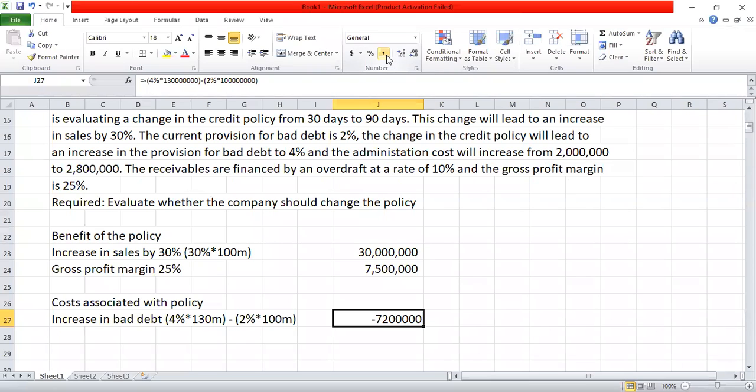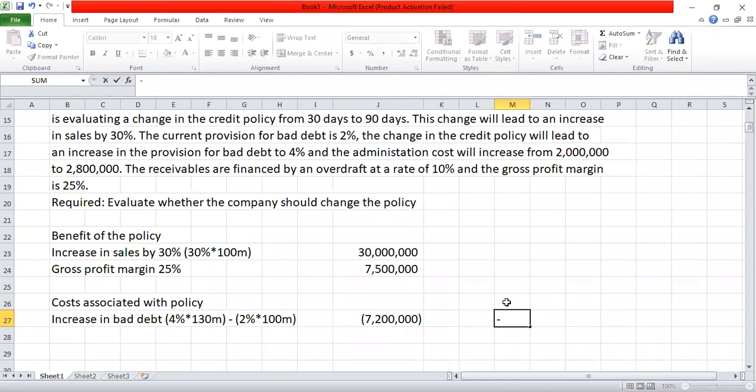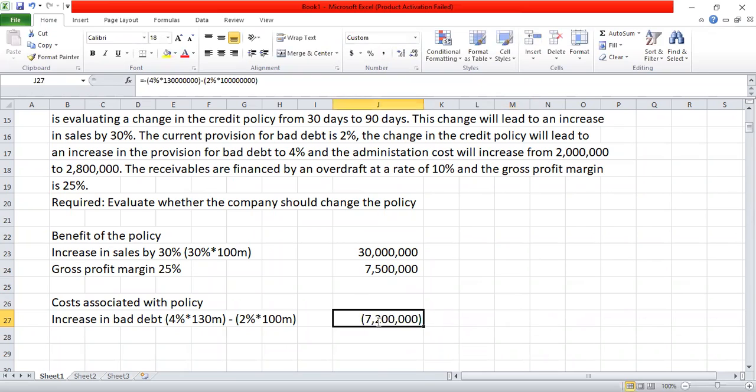I don't know if my thing is true. Is it 2 million? Can you use your calculator? Can you check your calculator? Yeah, I think it's like that.